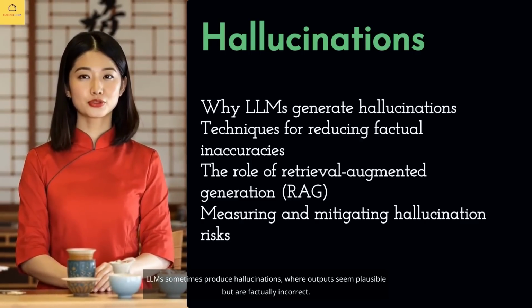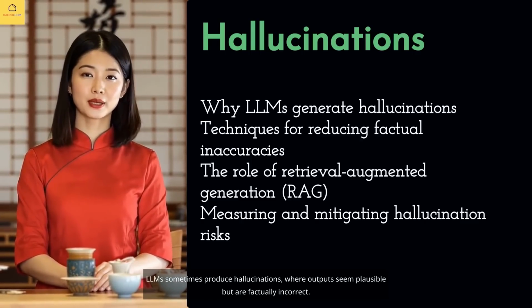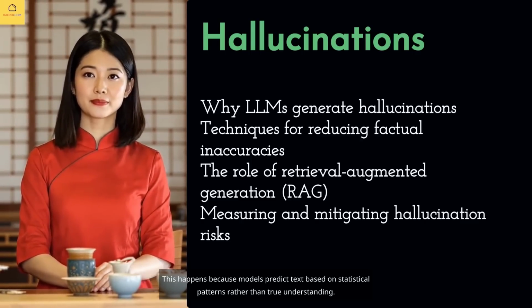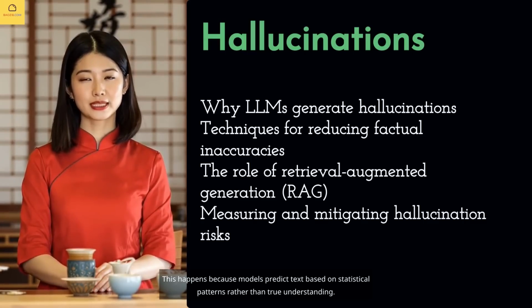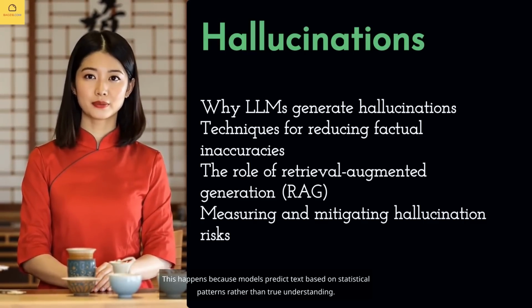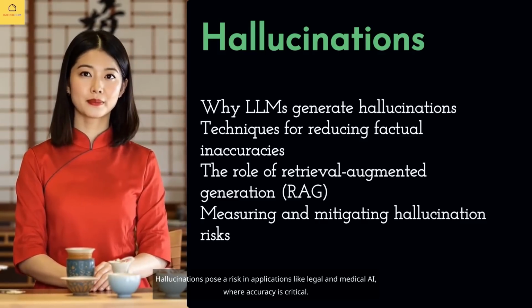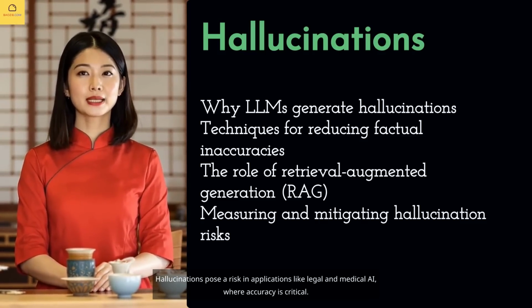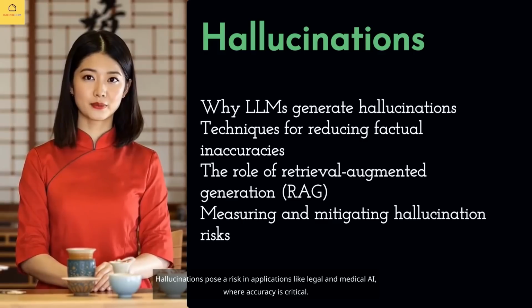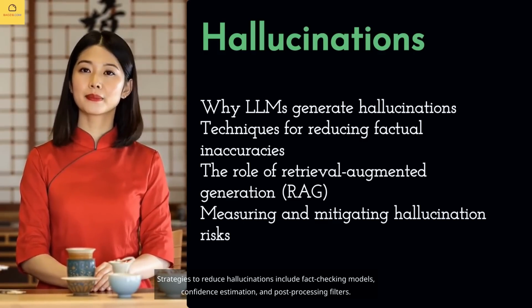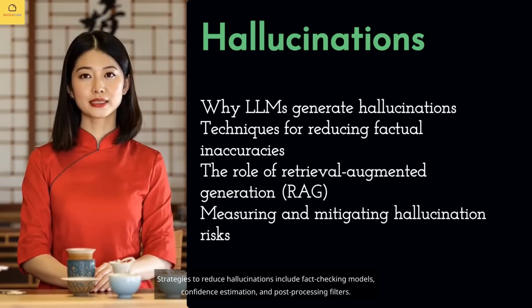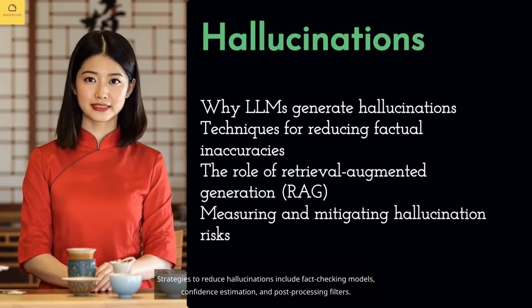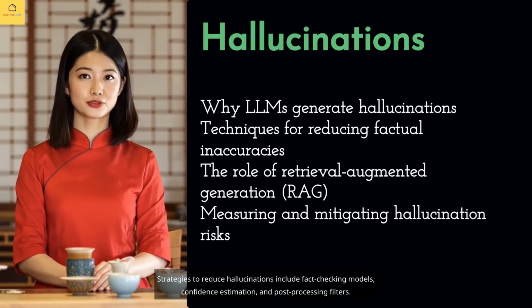LLMs sometimes produce hallucinations, where outputs seem plausible but are factually incorrect. This happens because models predict text based on statistical patterns rather than true understanding. Hallucinations pose a risk in applications like legal and medical AI, where accuracy is critical. Strategies to reduce hallucinations include fact-checking models, confidence estimation, and post-processing filters.